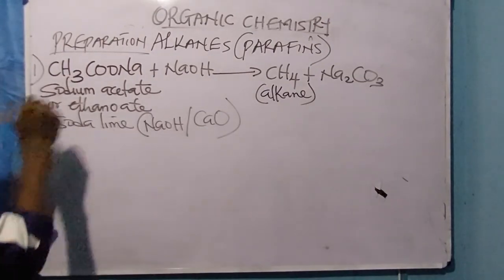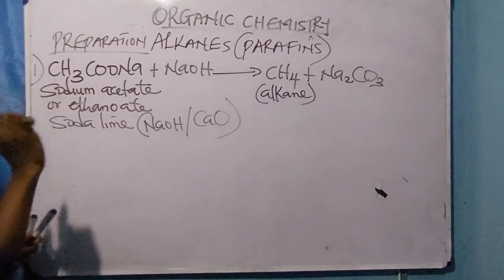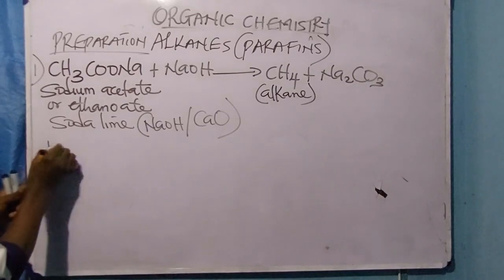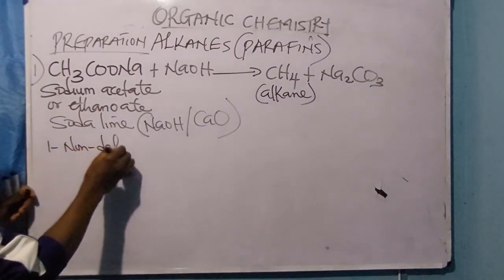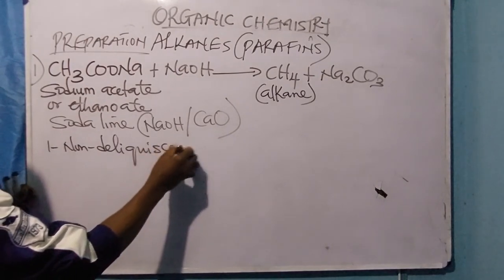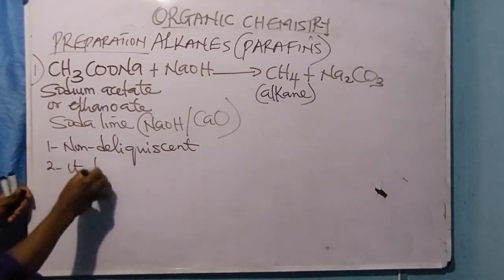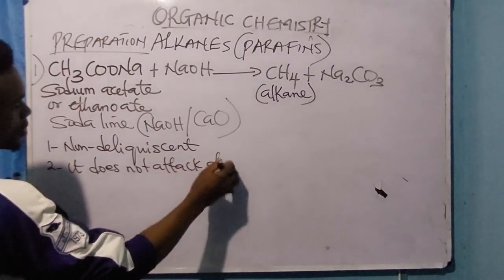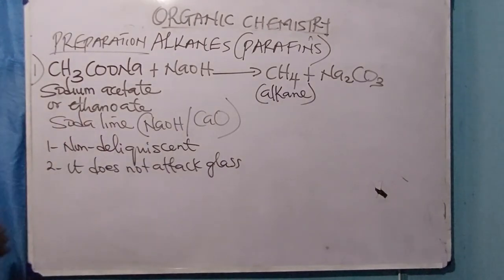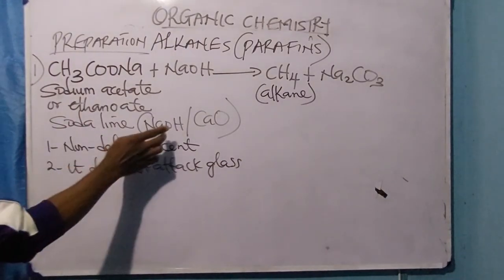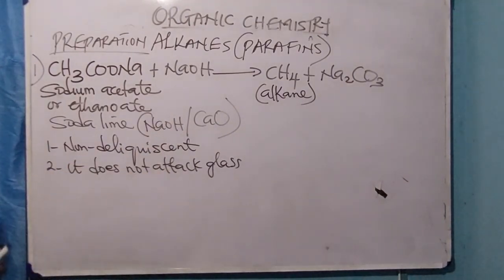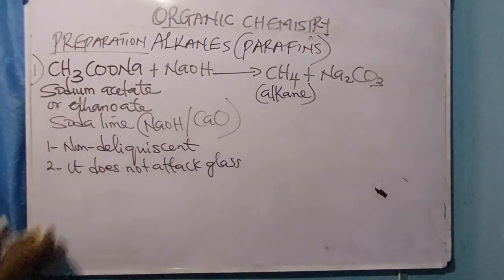Quicklime. Now, during this process, soda lime is preferred to just caustic soda because one, it is non-deliquescent. Two, it does not attack glass. Alright, so these are the two reasons why soda lime is preferred to caustic soda. It is not deliquescent and it does not attack glass. So please take note of that. It is very important.